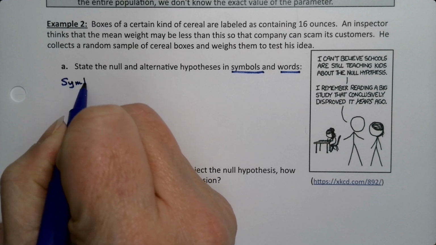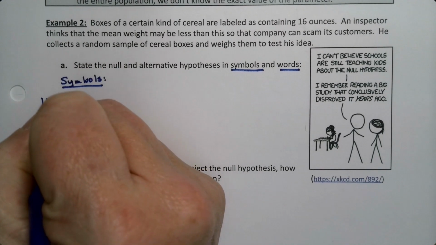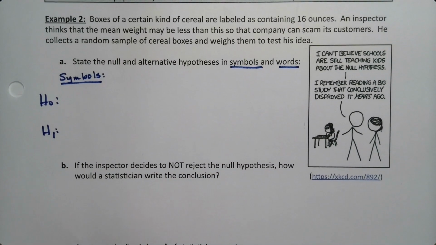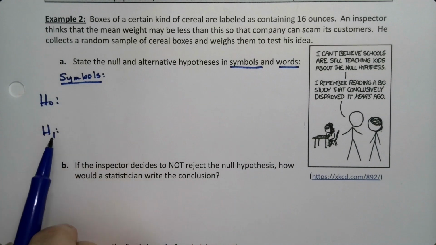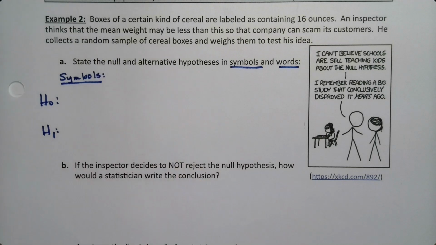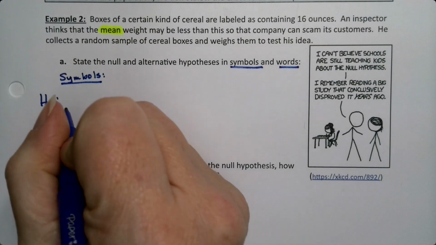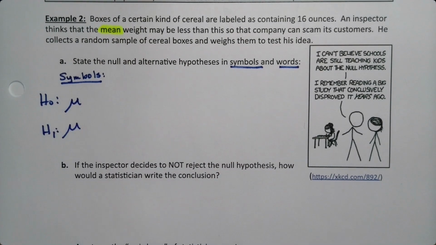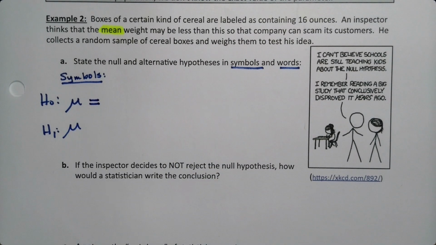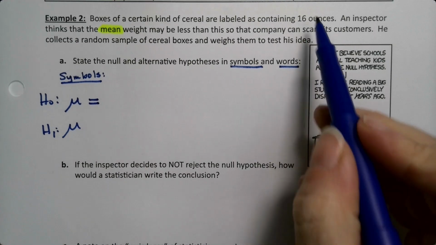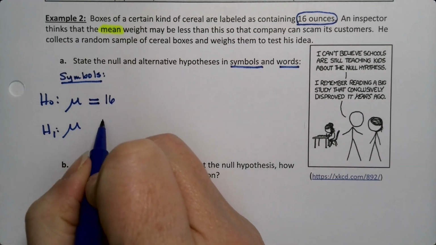For the symbols, which is what we spend most of our time doing, it doesn't hurt to remind yourself that these are connected ideas. So the symbols, H0, H1, put a colon after each one of them. And we're talking about the mean weight. You can see it right here, mean, which is of course mu. That's the symbol for population mean. Now we always assume that it's a value unless we can prove it otherwise. And the value assumed here is 16 ounces unless we can prove otherwise.